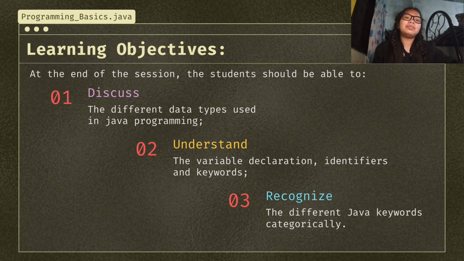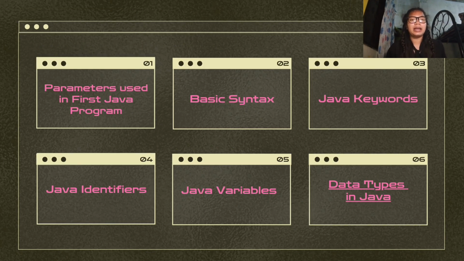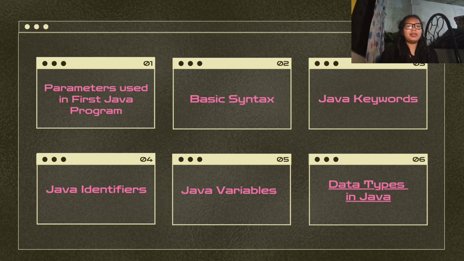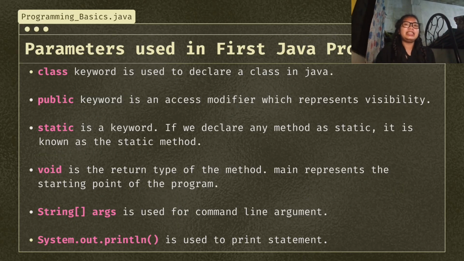And let's start. In this lesson, we have 6 subtopics. First is the parameters used in the first Java program. Second is the basic syntax. Third is the Java keywords. Fourth is the Java identifiers. Fifth is the Java variables. And last is the data types in Java. Now, let's begin with the parameters used in the first Java program.